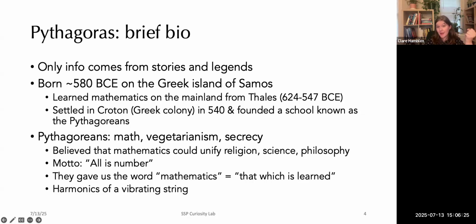And the secrecy code meant that most of the results attributed to the school are attributed collectively. The identity of an individual discoverer was not revealed to outsiders. So these days, we generally don't know who specifically among the Pythagoreans is responsible for what, but we know collectively some of the math that they did.